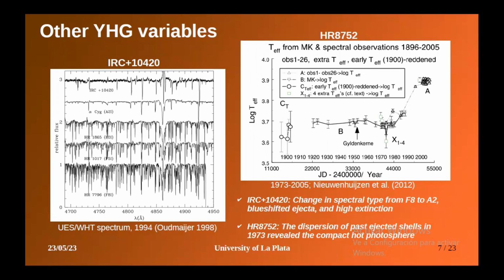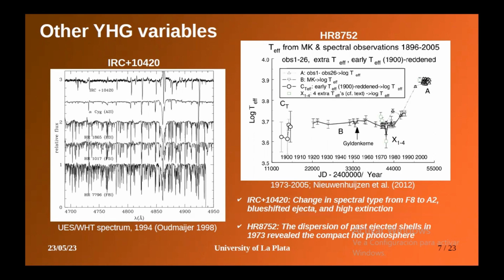So we just rely on this statement. But of course, one can tell the difference between an F8, which is metal line rich, and an A2. So the star did change its type within 20 years. The star also showed blueshifted ejecta, viewed along with the jet that is pushing material towards the observer side, and it also developed high extinction. The E(B-V) reaches 2.7. That has been measured with the DIBs, diffuse interstellar bands.